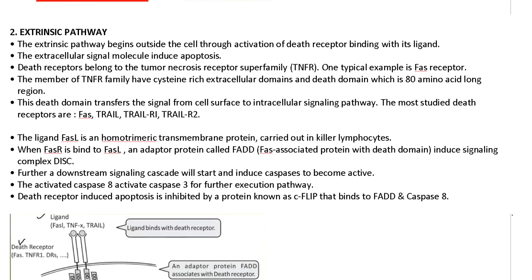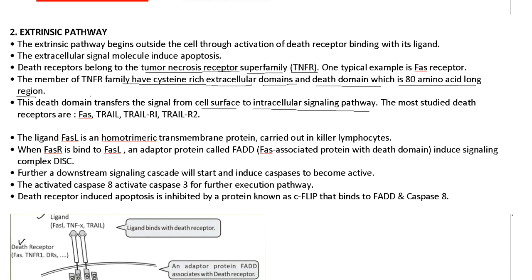In the extrinsic pathway, the signal is outside the cell, and there is a binding of the ligand. The death receptors belong to the tumor necrosis factor receptor superfamily, TNFR. One typical example is Fas receptor, another is TNF receptor. These receptors have a cysteine-rich extracellular domain and a death domain, which is an 80 amino acid long region. This death domain transfers the signal from the cell surface to the intracellular signaling pathway.